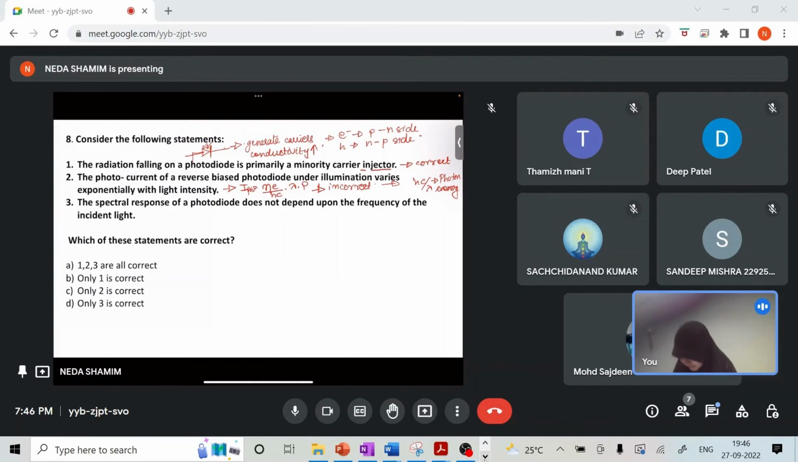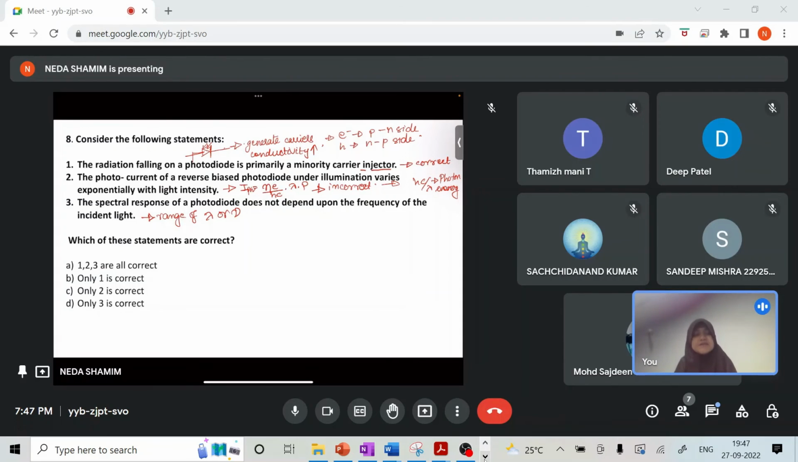Now let's move on to the next statement. Spectral response of a photodiode does not depend on the frequency of the incident light. Do you agree to it or not? Please tell me. Spectral response, that is the range of the optical wavelength, range of lambda or nu. Does the response of the photodiode depend on the frequency of this light?